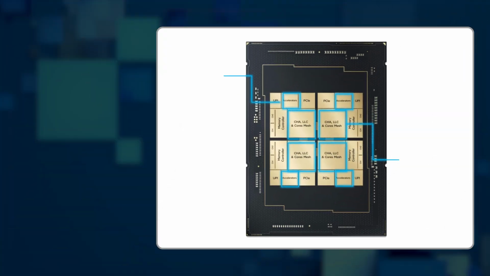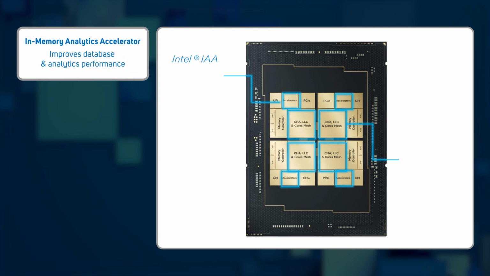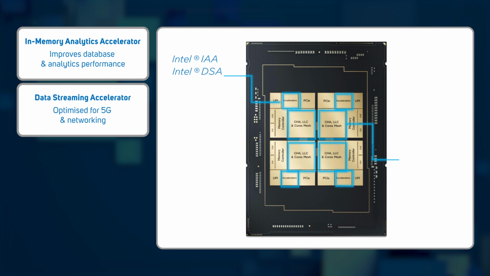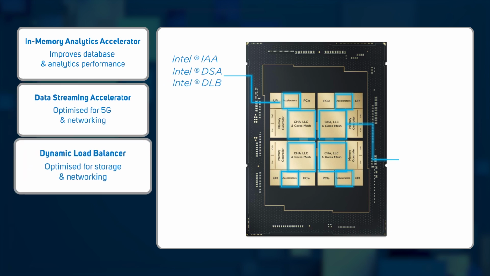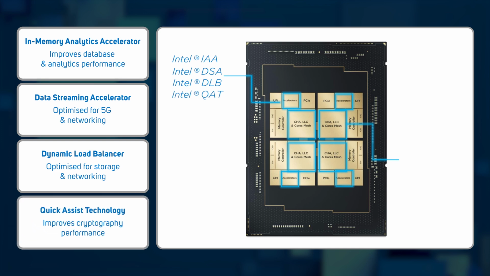The instructions are bundled up into Intel AMX, Advanced Matrix Extensions. The 4 purpose-built Intel accelerators are IAA, standing for In-Memory Analytics Accelerator, DSA, meaning Data Streaming Accelerator, DLB, which is Dynamic Load Balancer, and QAT, Quick Assist Technology.